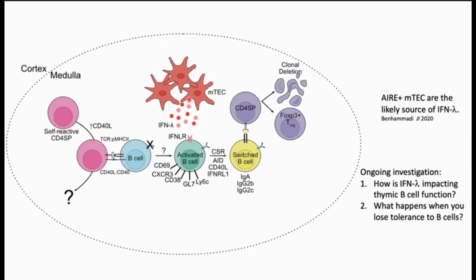And so we think what's going on is that this thymic environment is actually very inflammatory. It's making interferon beta, it's making interferon lambda. This interferon then is helping to activate the B cells and is helping this process along. And so we're still trying to investigate how interferon lambda is impacting B cell function, and also trying to understand what happens when you lose tolerance to B cells. So that's the end of the data portion.